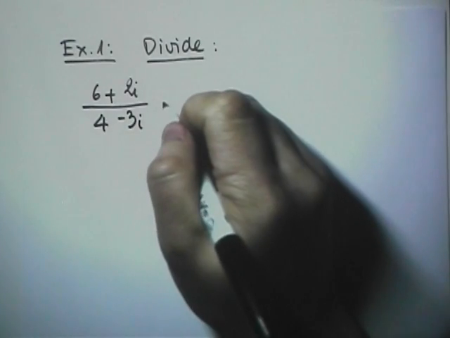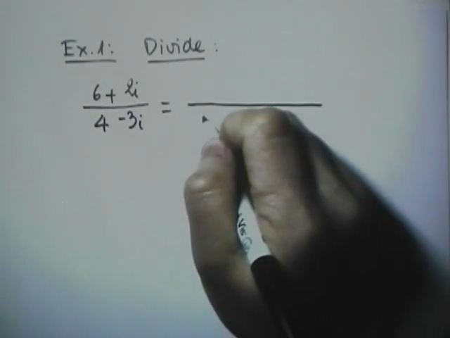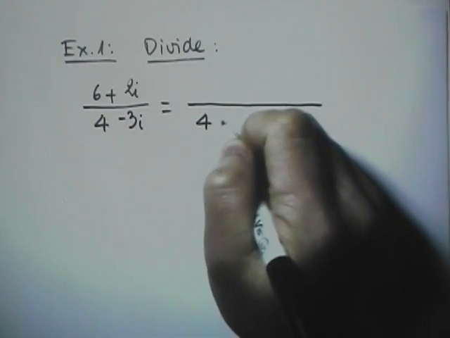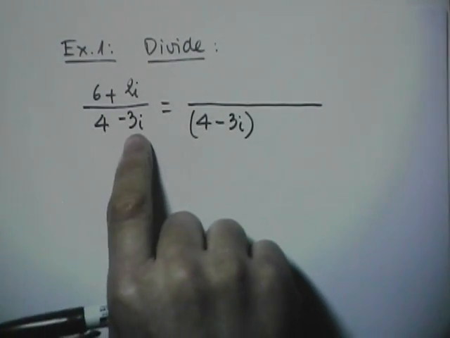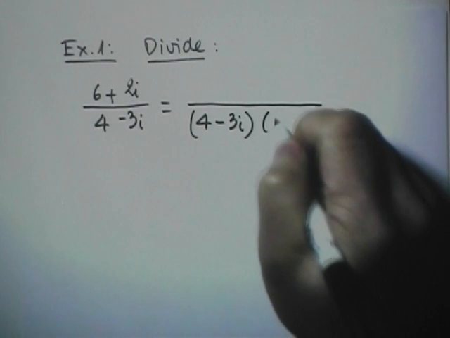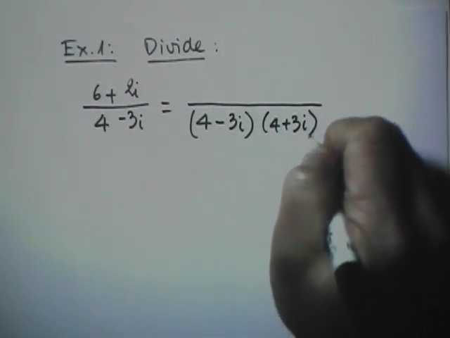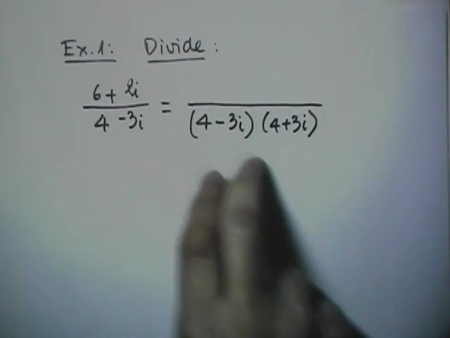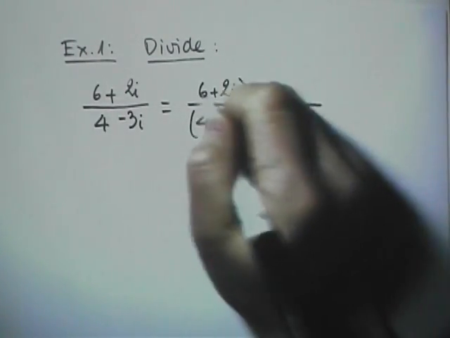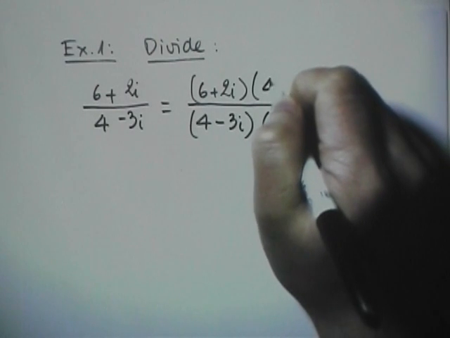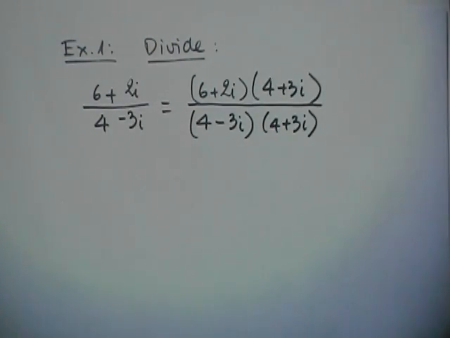So the first thing to do, the key step here, is for the denominator I must look for its complex conjugate. So the complex conjugate of 4 minus 3i is 4 plus 3i. And what I would do with this complex conjugate, I'm going to multiply that to the denominator. And also, I'm going to multiply that complex conjugate to the numerator. So 4 plus 3i multiplied to the top.